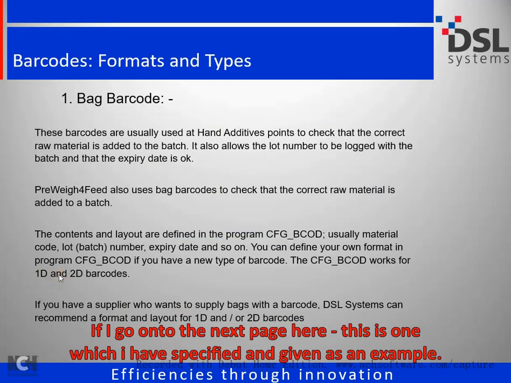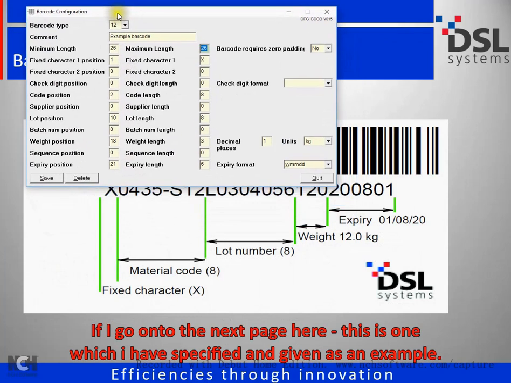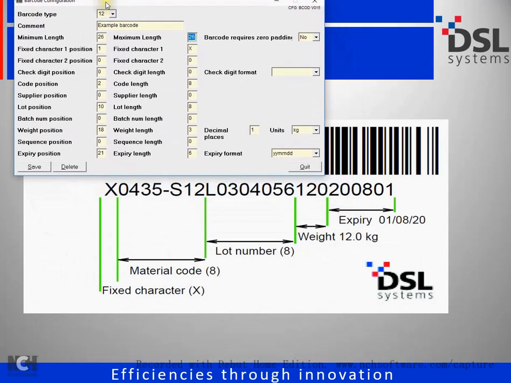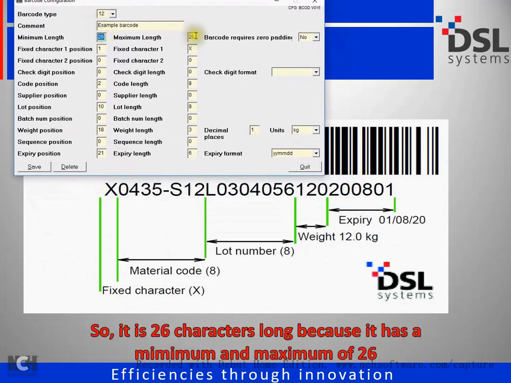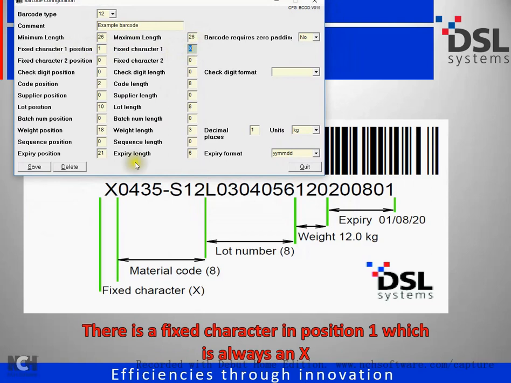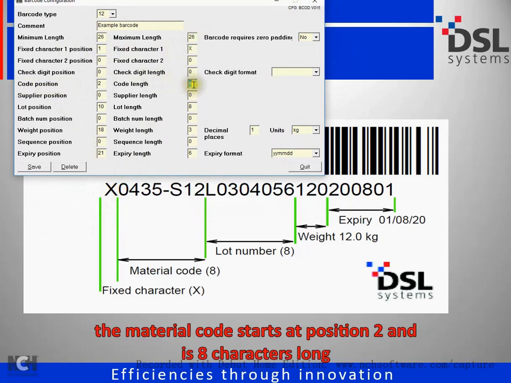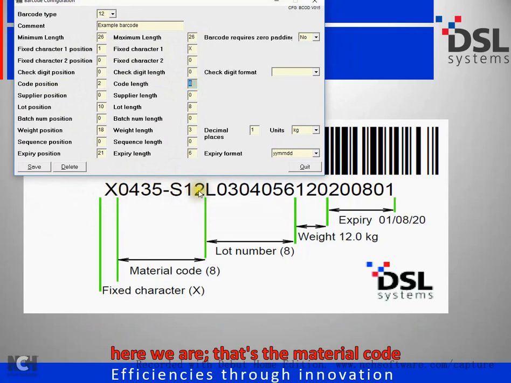So if I go on to the next page here, this is one which I have specified and given as an example. So it's 26 characters long, because it's got a minimum and maximum of 26. There's a fixed character in position 1 which is always an X, and here is our X. So the material code starts at position 2 and it's 8 characters long, so here we are, that's the material code.